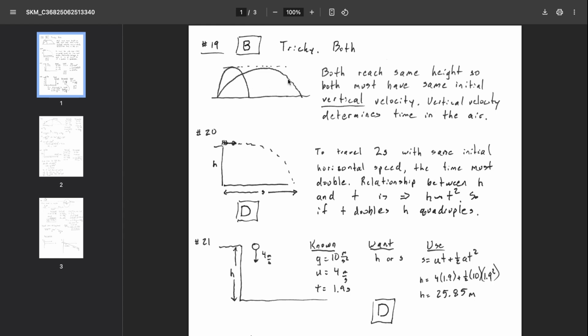And speed at maximum height. This one must have, at their max height, the vertical speed at 0. So clearly this one must be moving faster horizontally. So it can't be that one. So it's got to be B.